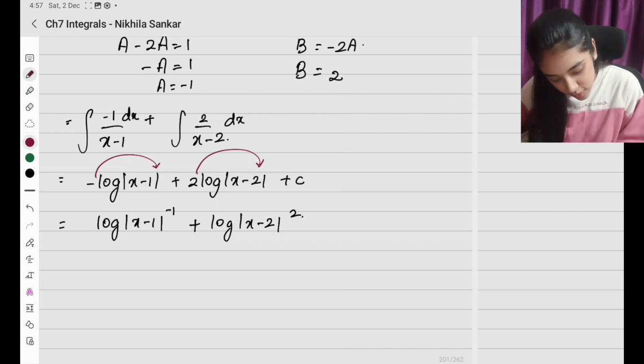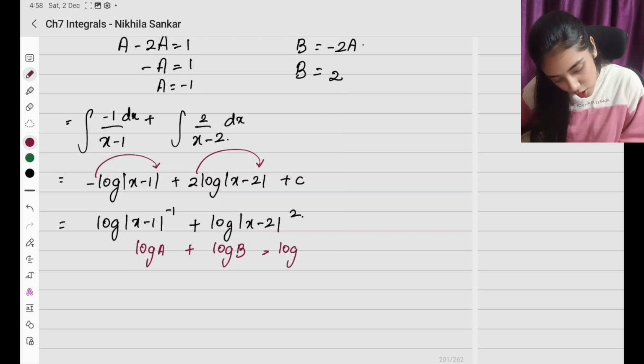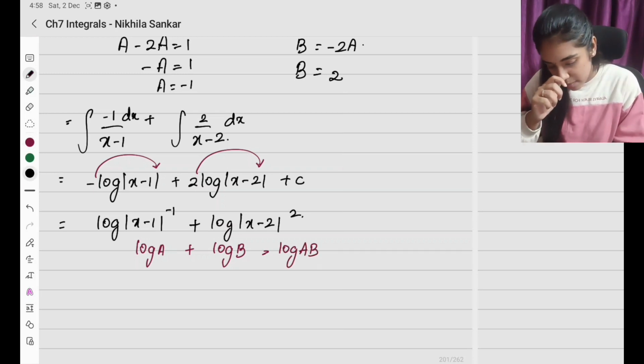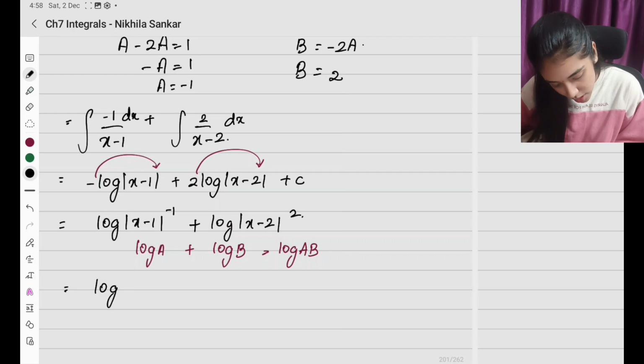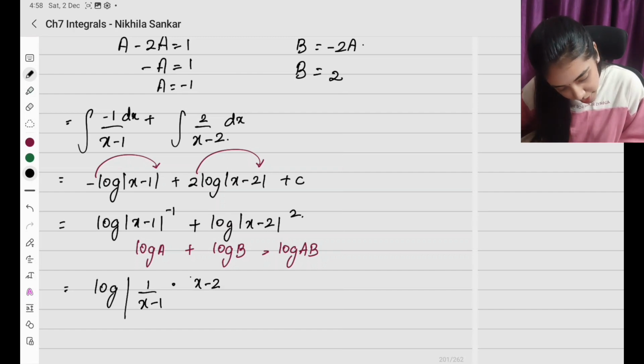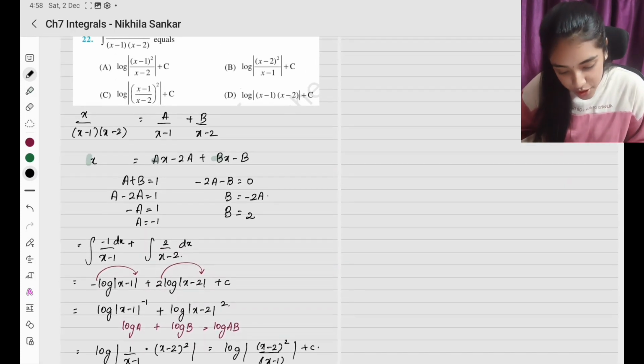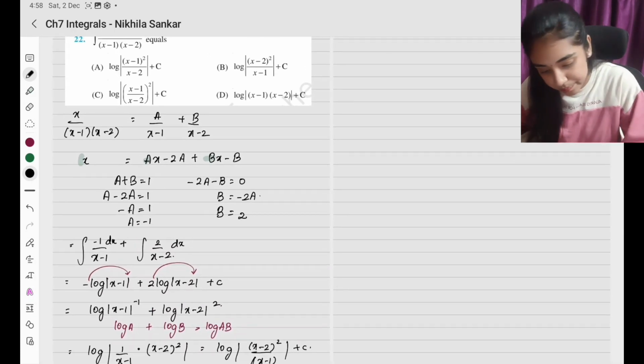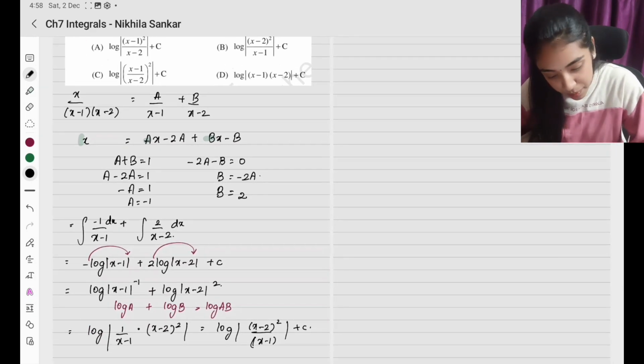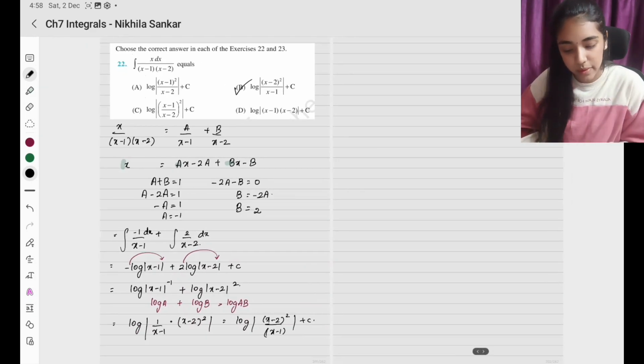So this is of the form log a plus log b, which is going to be log of a times b. So log mod ab, which is 1 by x minus 1 times x minus 2 the whole square. So this is nothing but log mod x minus 2 the whole square divided by x minus 1 plus c. So where is this option? It is going to be option B, x minus 2 the whole square divided by x minus 1. Okay, please copy.